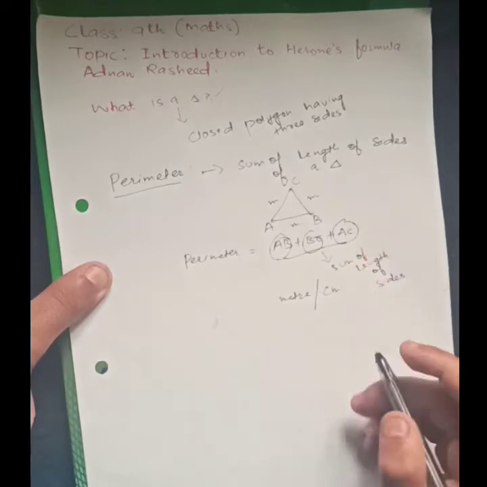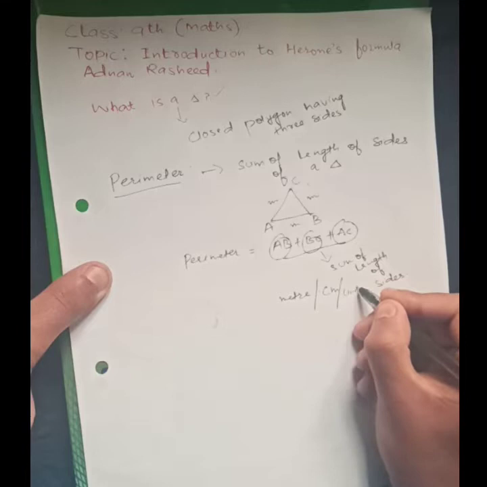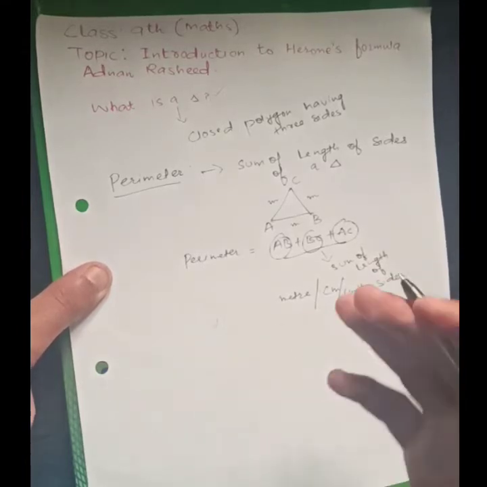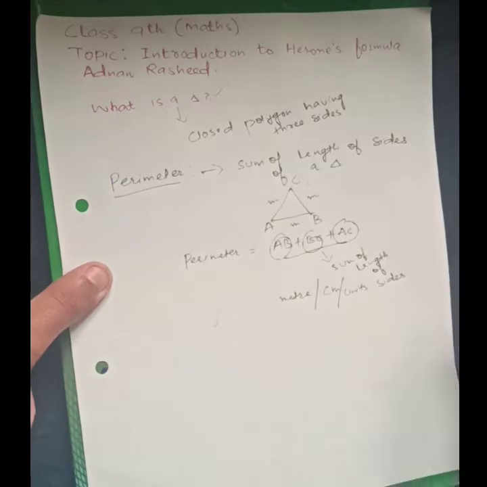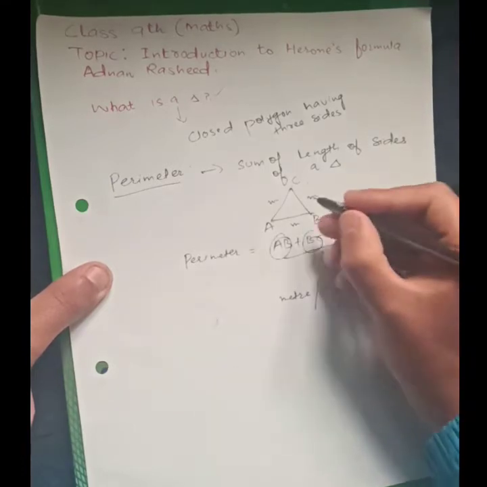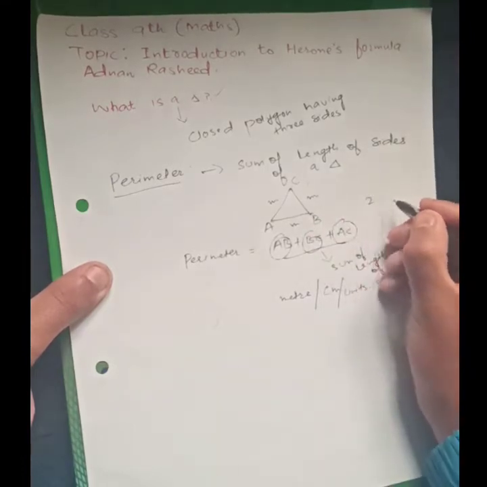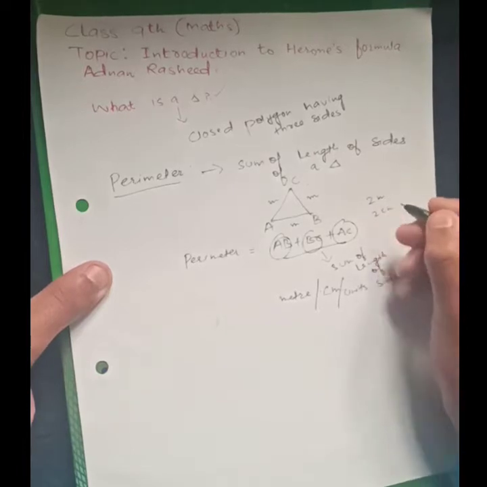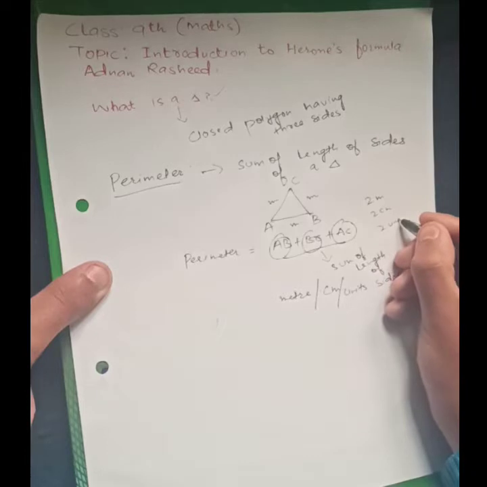If unit is not given, we can simply write units after the numerical value. That means if the perimeter of the triangle comes out to be 2, we will write 2 meter or 2 centimeter. If unit is not given, then we will write 2 units simply.